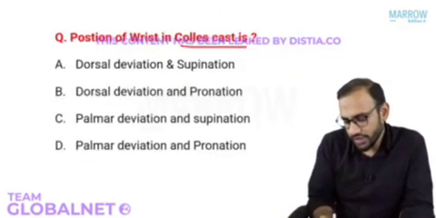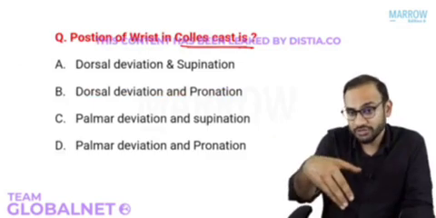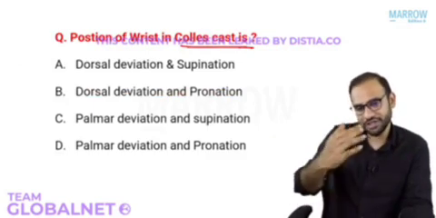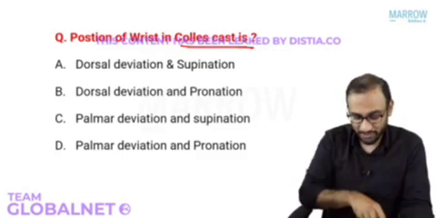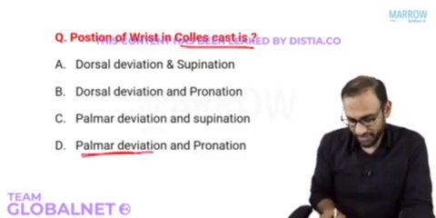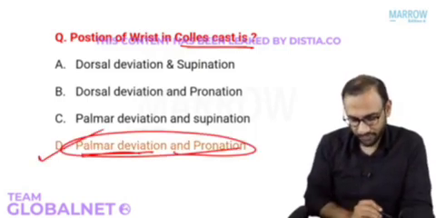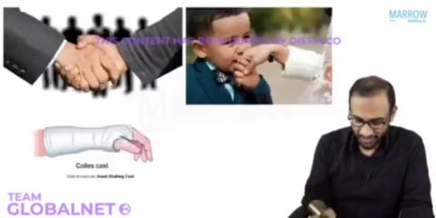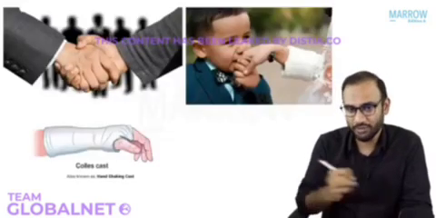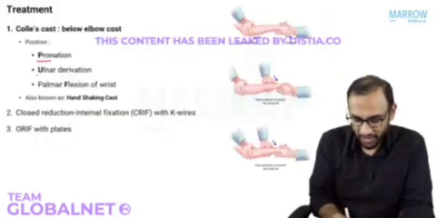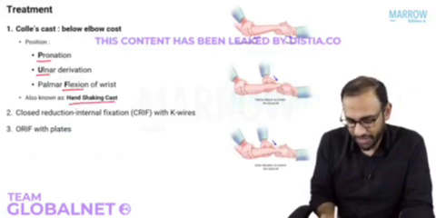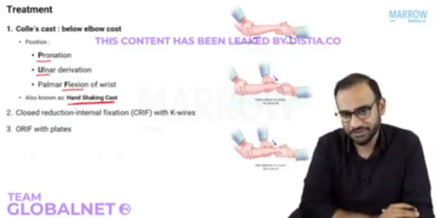Position of wrist in Colles cast. In Colles cast, which position? Position in Colles cast is pronation, ulnar deviation, and flexion. So the best answer is palmar flexion and pronation. Right? Hand shaking cast. The cast is below elbow. Right? So pronation, ulnar deviation, and palmar flexion. Hand shaking cast. That is the position.